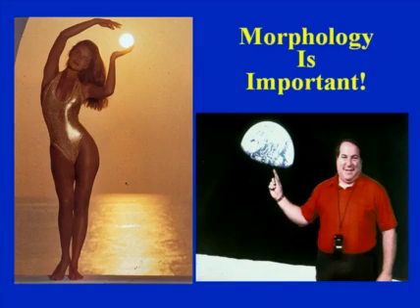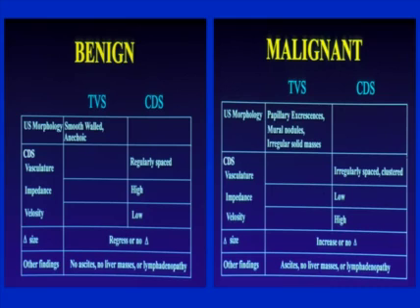We must remember that morphology or shape is important. There's a big difference between these two individuals, and it's based on their morphology. Now, when we look at benign versus malignant, we know that smooth-walled structures are probably benign. Papillary excrescence, mural nodules, and irregular solid masses are most likely malignant. And when we add color Doppler to that, the more regularly spaced vessels are more commonly benign, impedance is high in benign lesions, and velocities are typically lower.